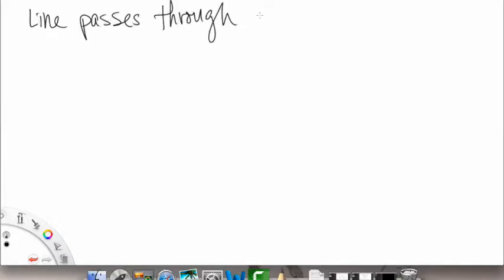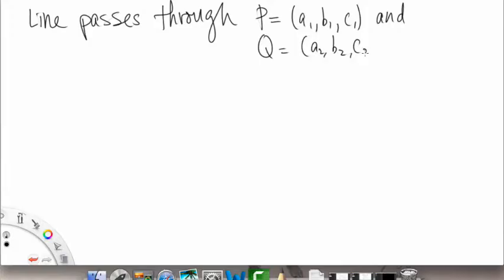So now I want to go over another parameterization problem that you could see. What if you're not given a point that a line goes through and the direction that the line follows, but you're given only that a line passes through a point P = (A1, B1, C1) and Q = (A2, B2, C2).